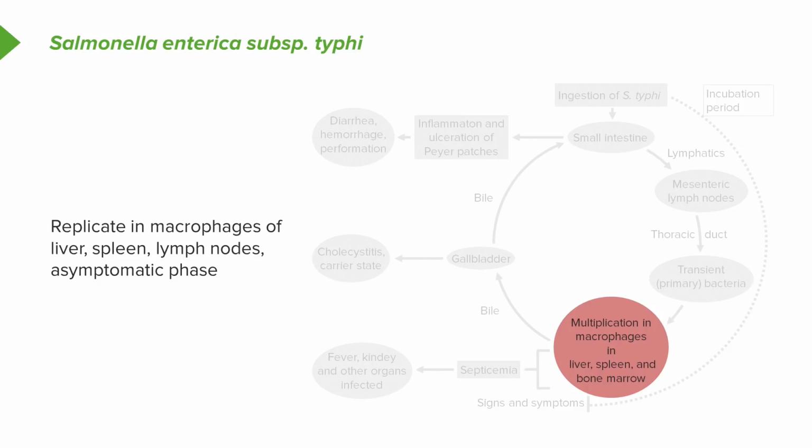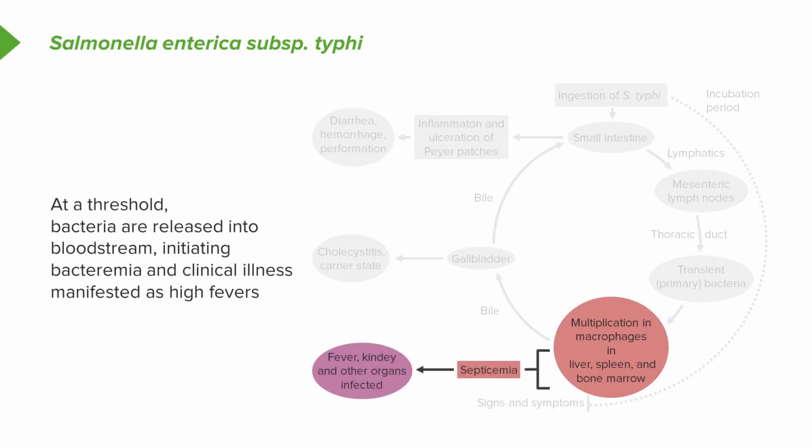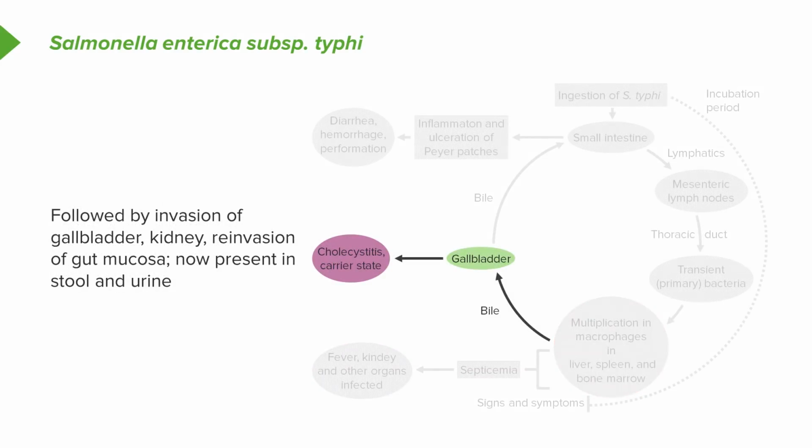This is an asymptomatic phase, part of the incubation period. Then these bacteria are released from the phagocytes into the bloodstream. This initiates a septicemia or a bacteremia, and that can, again, spread the infection to other organs. And that release is associated with high fever, the typical sign of typhoid fever. Once the bacteria are in the blood for this second phase, they can invade the gallbladder. And from there, they can go on and reinvade other tissues.